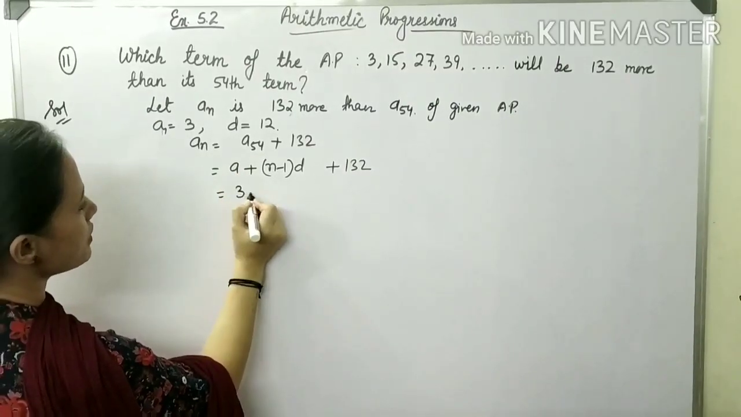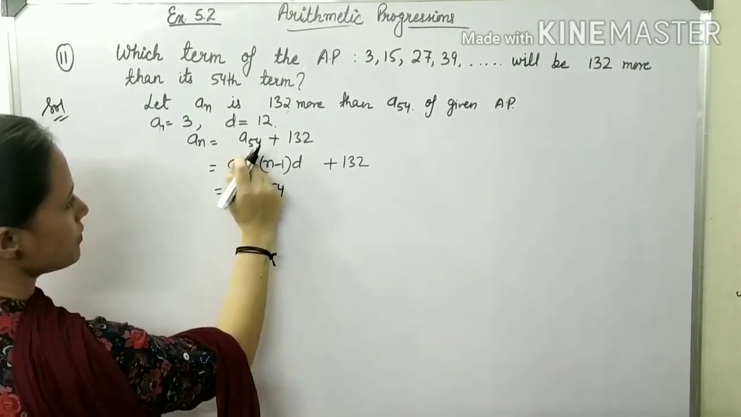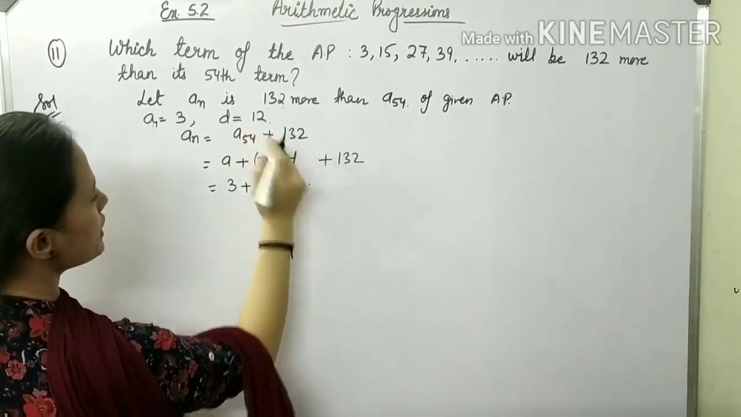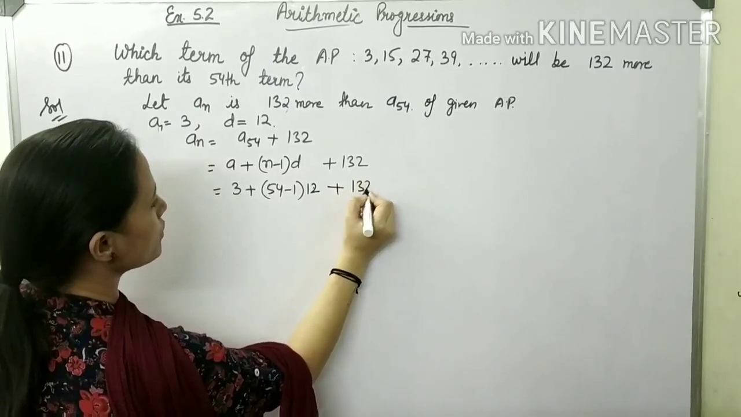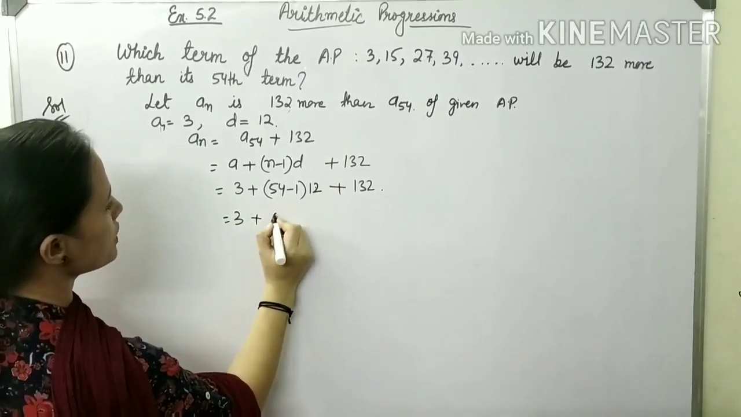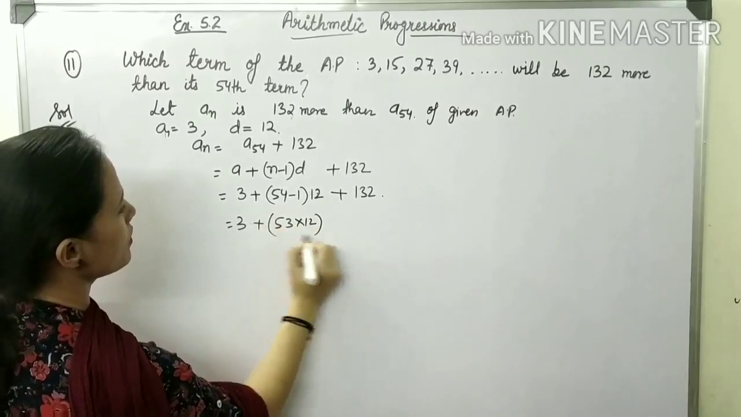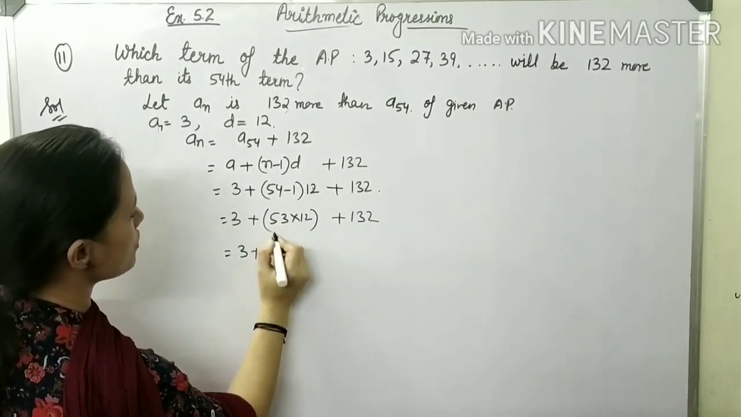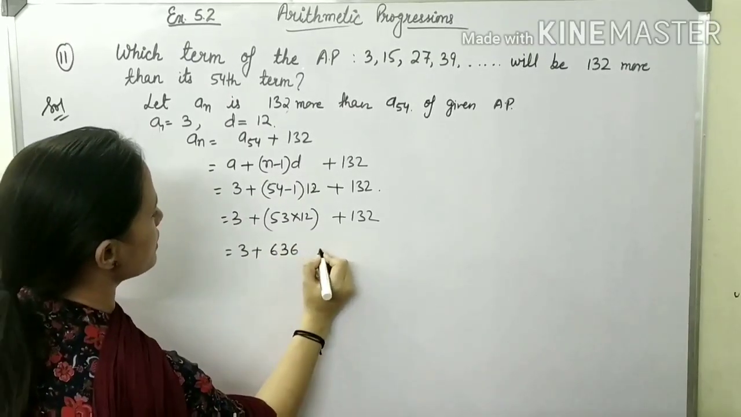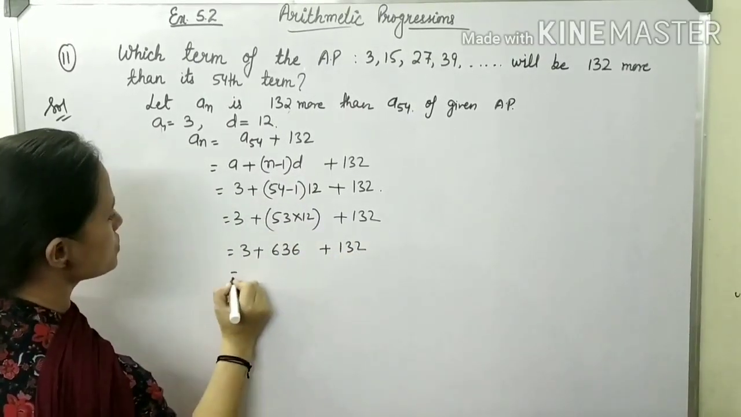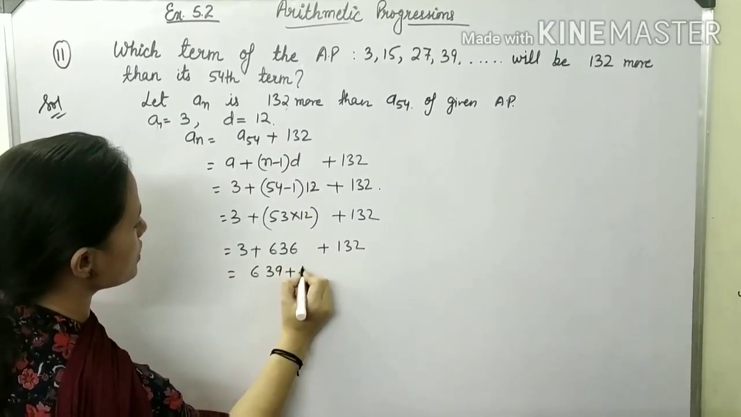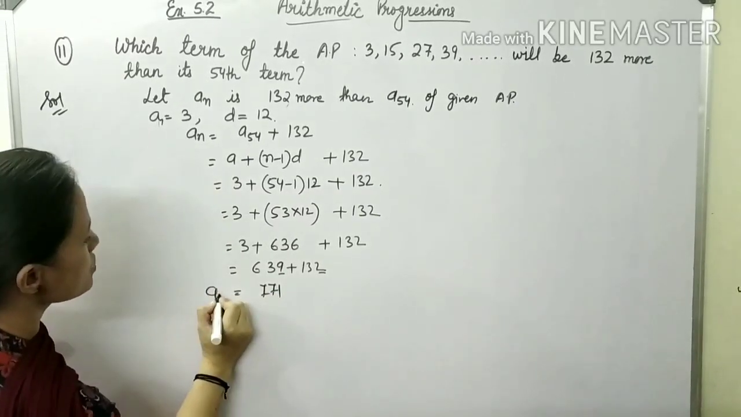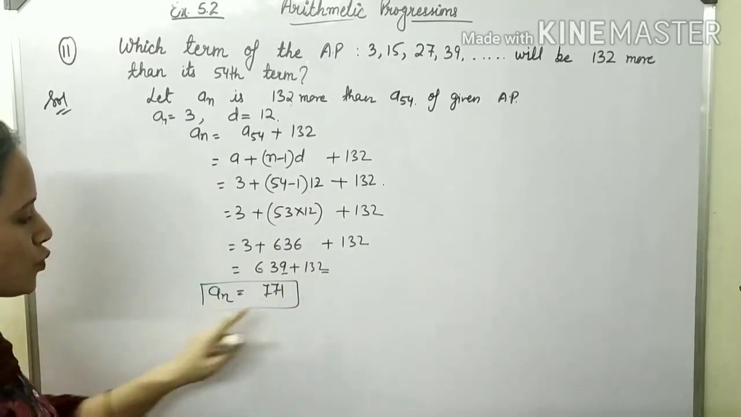So A1, that is 3, n is 54 because an is 54, minus 1 into D. D is 12, plus 132. So this is giving us 53 into 12 plus 132. 3 plus 12, 3 is 36, 12 5 is 60, 63, so 639 plus 132 is giving us 771. So this is the nth term and we need to find the position of this term.